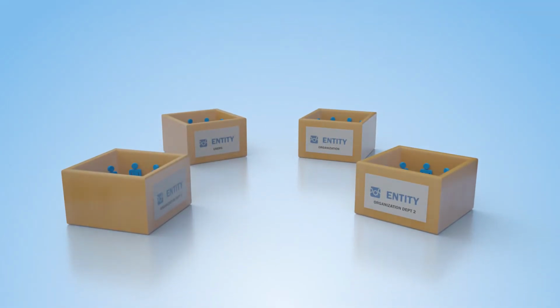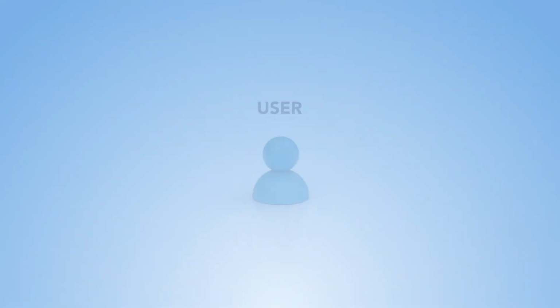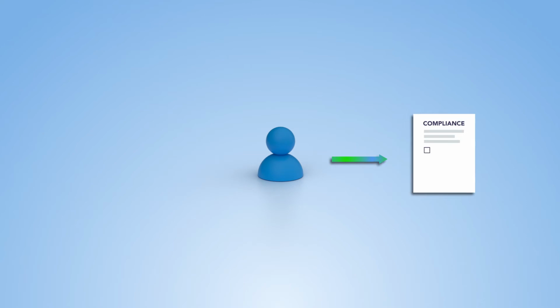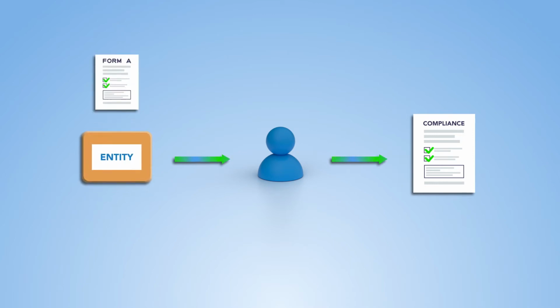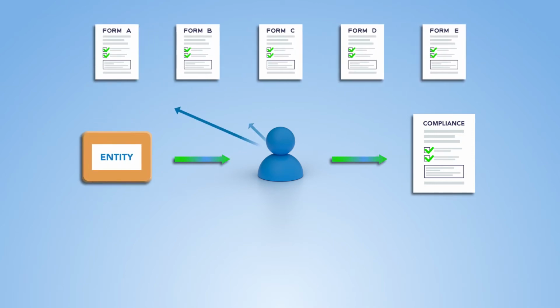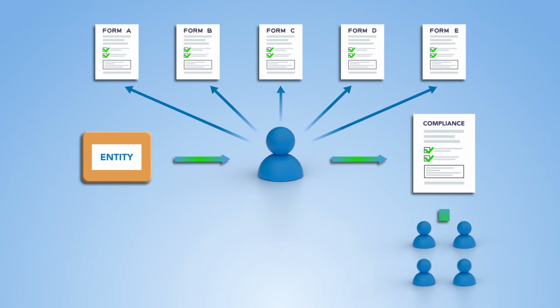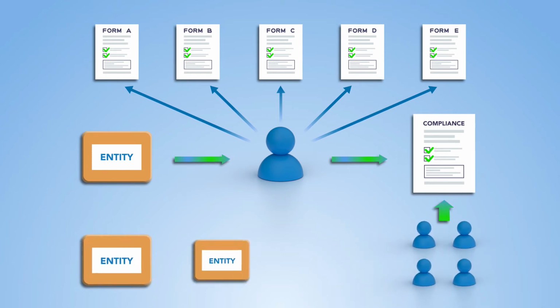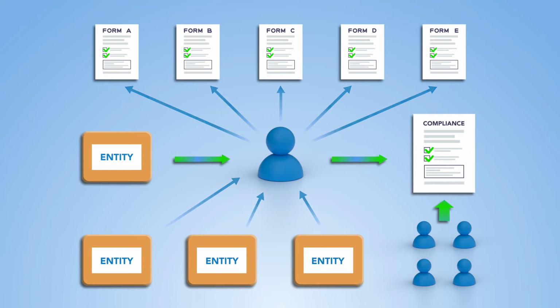Now that we know about entities, we can talk about the first type of account, the user account. A user in the IT Audit Machine represents someone whose role involves entering data and evidence into a form to document compliance. They must be associated with an entity and are only able to access the forms available to the entity with which they are associated. Multiple users can collaborate on a form to complete it. A user may also belong to multiple entity groups.